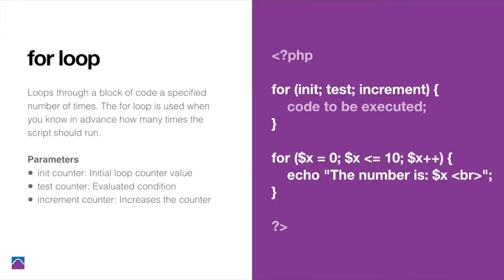For me, it would be the for each, which I'll go after this for loop one. So the for loop loops through the block of code a specified number of times. The for loop is used when you know in advance how many times the script should run. So there are 3 parameters or arguments here that make up the for loop. It's the init value, the test value, and then the increment value.